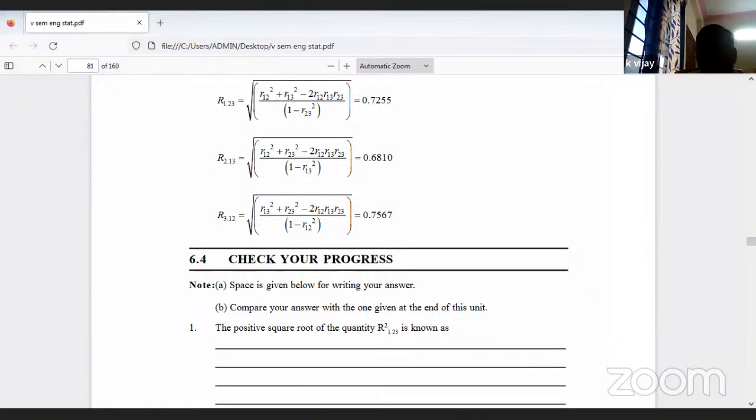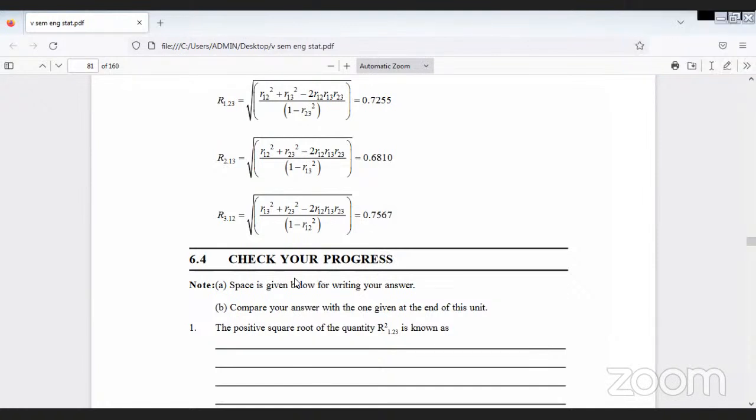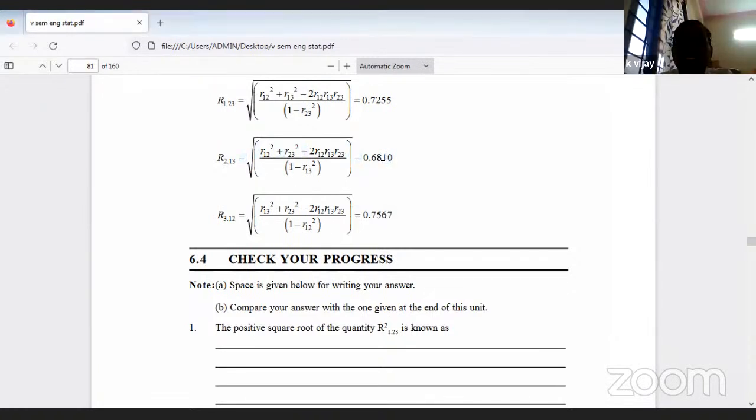Okay, go to the next problem. Isha, Monica, anyone, please. Sir, second one 0.6809, sir. 0.6809, okay, 09 means I am taking 10. Okay, sir.